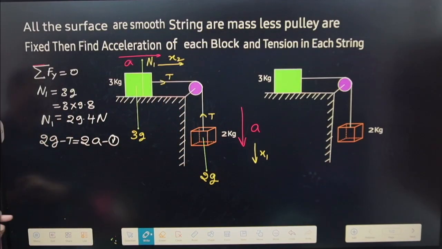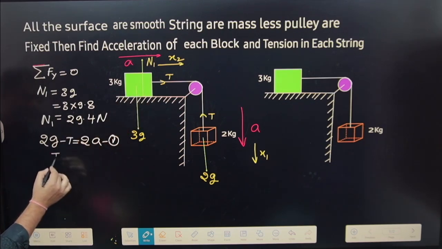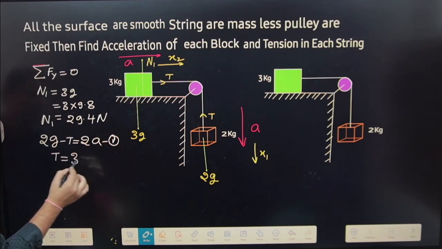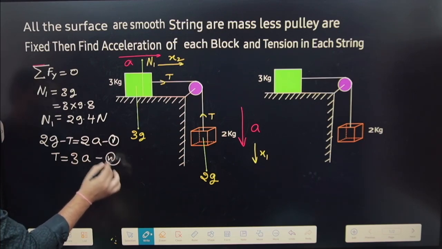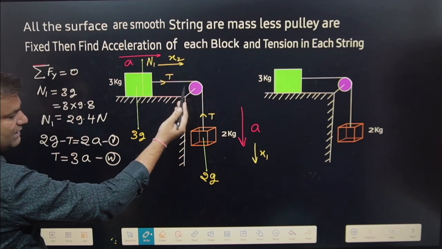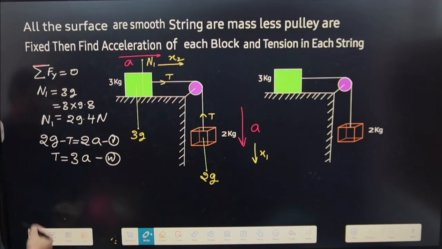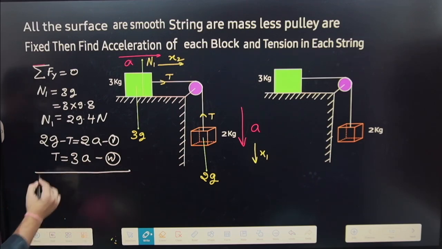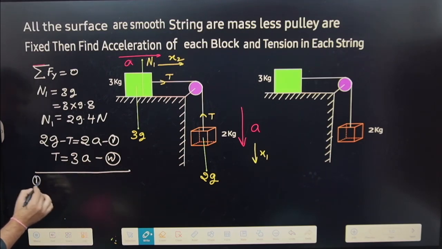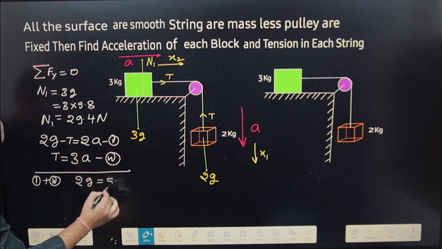Now next one, look here, T is equal to how much? 3 into A, equation number 2. Simply, the unbalanced force here, T, is equal to mass 3 into A. So both are added: equation number 1 plus equation number 2, then we get 2g equal to 5A.